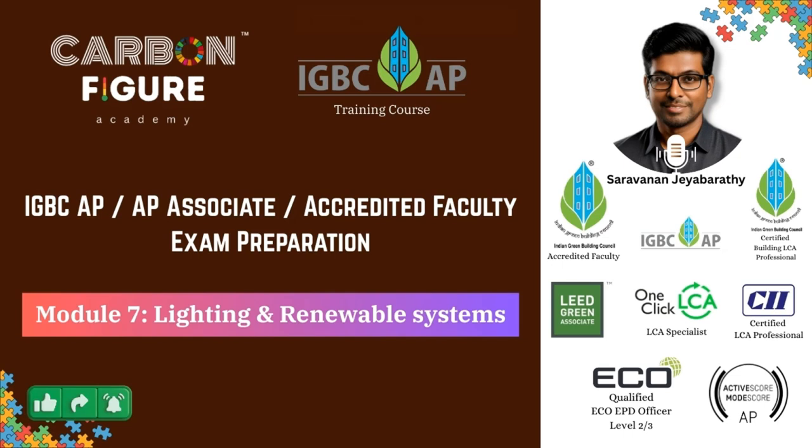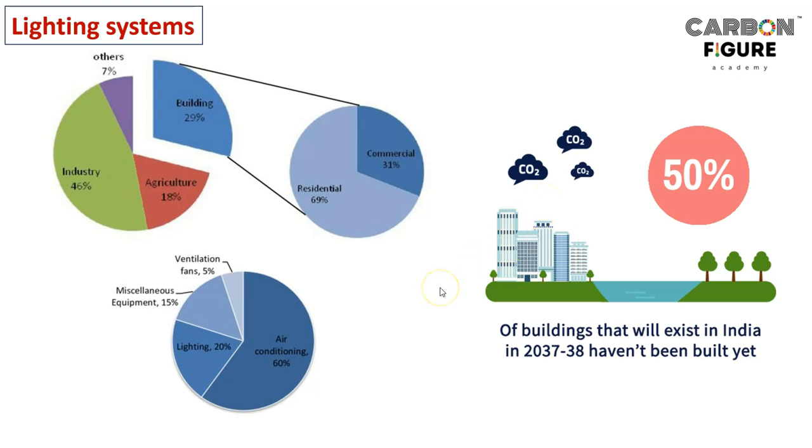In this module, we will be talking about lighting and renewable systems. If you take different typologies of buildings, which contributes maximum to the electricity consumption? From the pie chart, we can understand industry, agriculture, buildings and other sectors. Out of all these, industry holds the major contribution, right? Next to industry, we have buildings. So buildings consume a significant amount of electricity as a major energy consumption.